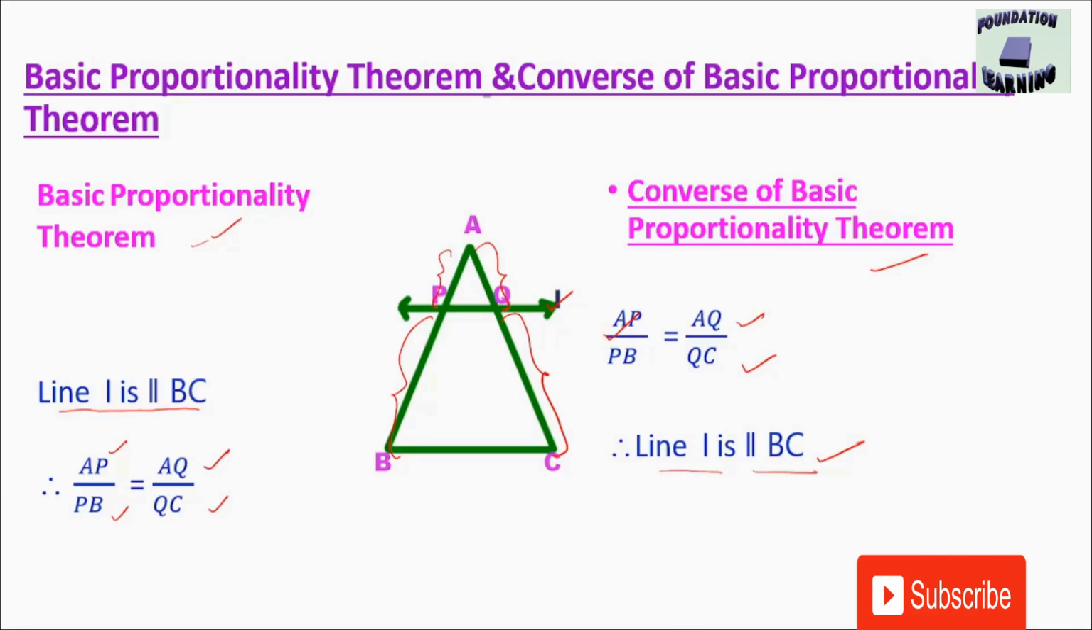I hope you have understood the basic proportionality theorem. The only thing you have to remember is that a triangle is being cut by a line. If the line is parallel, then the sides are in proportion, and the converse would be when the sides are in proportion, then the line will be parallel. So whenever you have a triangle with a line intersecting it, and you find the ratios are equal or the lines are parallel, you know you have to follow the basic proportionality theorem.